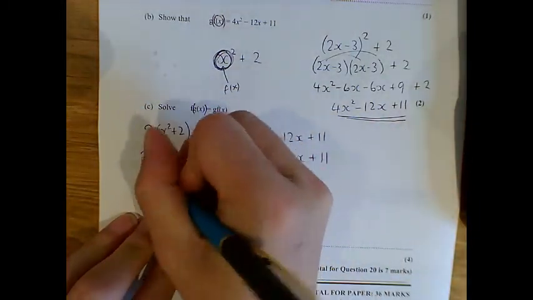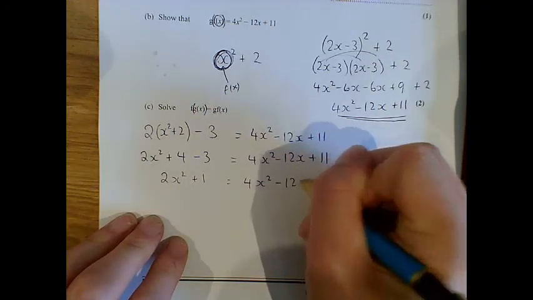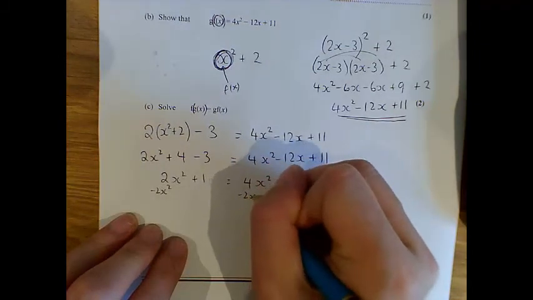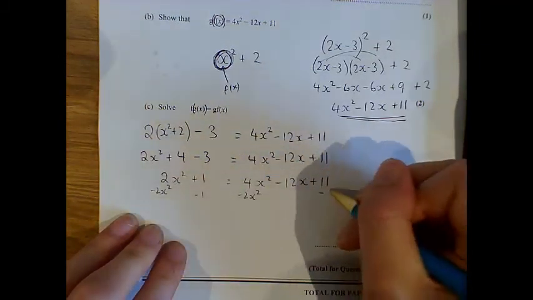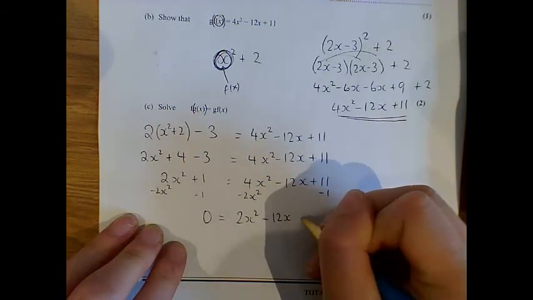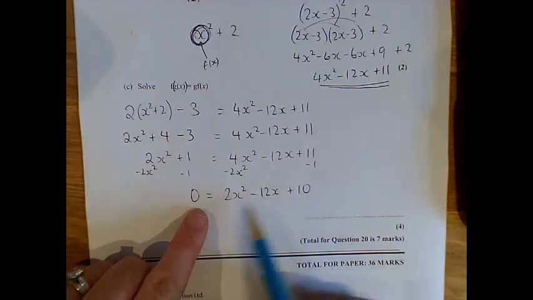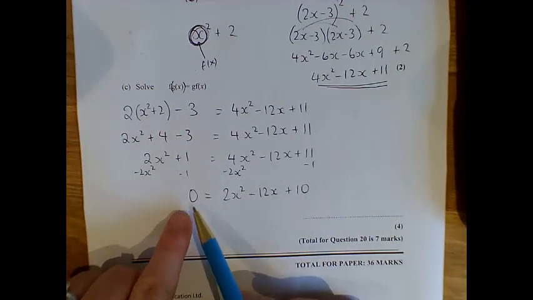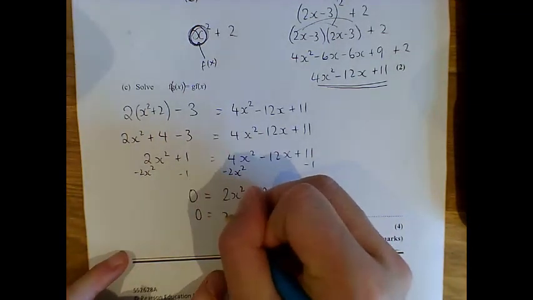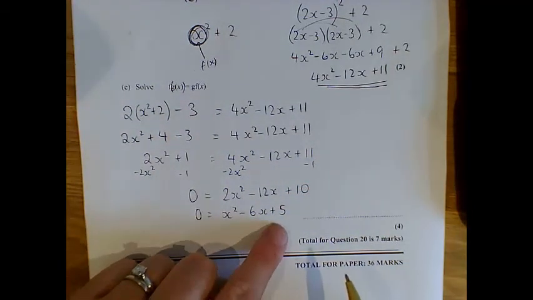And 4 take away 3 is 1, so 2x squared add 1 equals 4x squared minus 12x add 11. I then want to subtract 2x squared from both sides and subtract 1 from both sides, and I'm left with 0 equals 2x squared minus 12x add 10, which is a quadratic. To solve this quadratic, I'm actually going to halve it because everything is even. And because I've got 0 on the other side, if I divide both sides by 2, I get x squared minus 6x add 5. It's a little bit easier to work with.